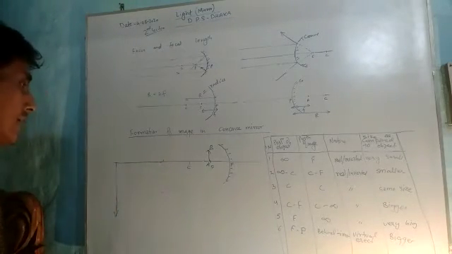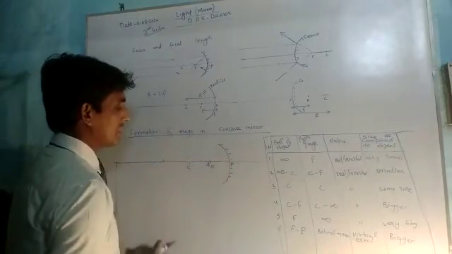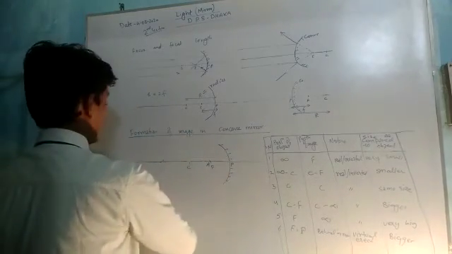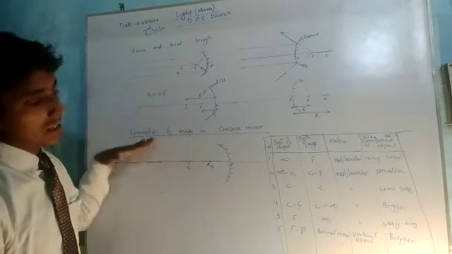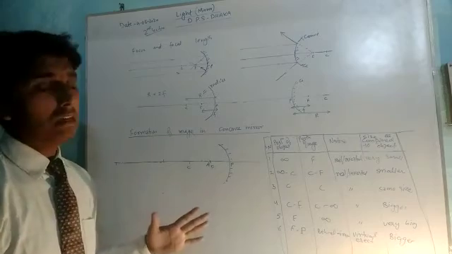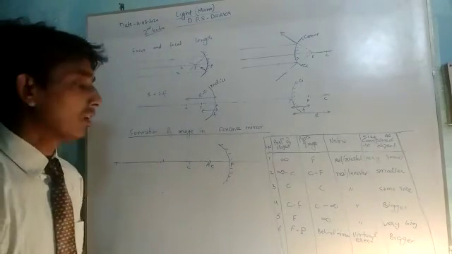So the next case will be, there are 6 cases we have to study in this chapter, 6 cases of the formation of image. So this is the formation of image in concave mirror. In the next video I will teach you about the formation of image in convex mirror.